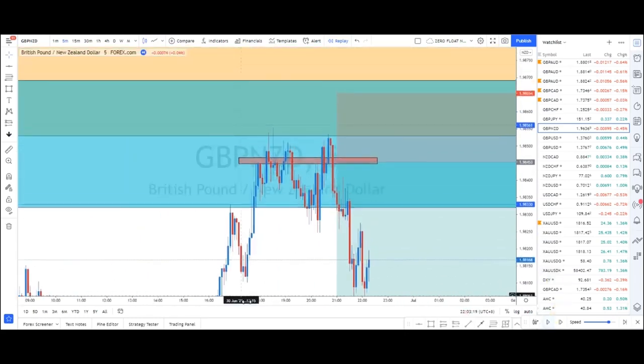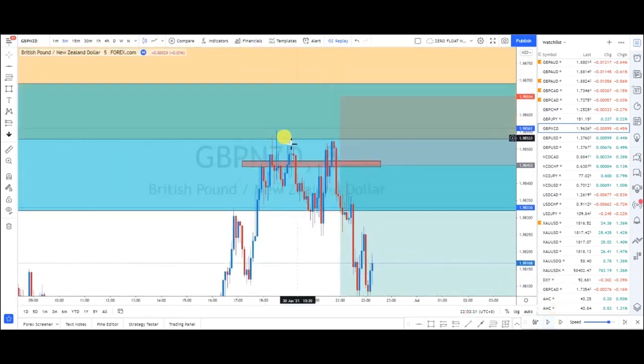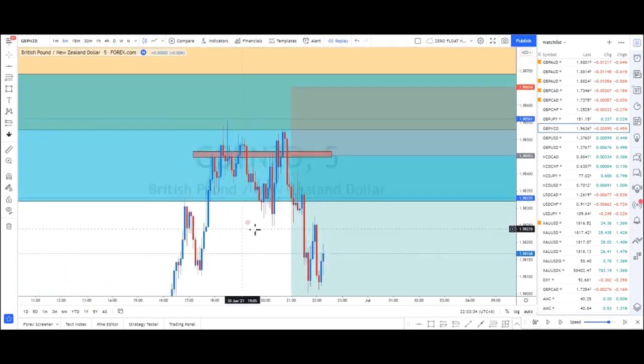Okay, guys. You can see it did not even break this structure here, the higher high. When it did not break this structure higher high, it means the candle did not close above this area, then the chances of the price coming down is still very high. Okay, as we can see, it floats.